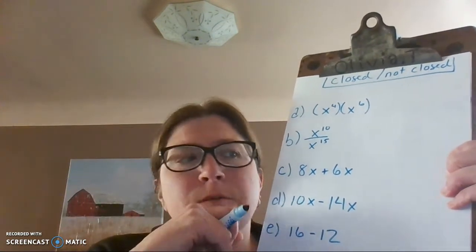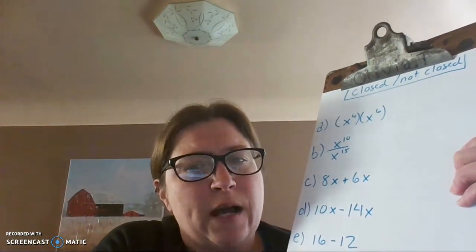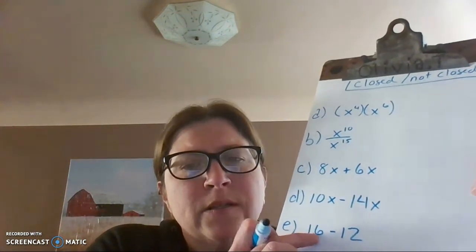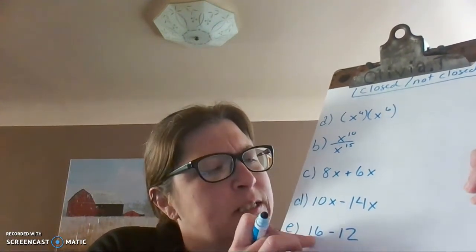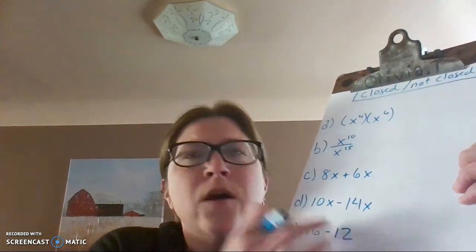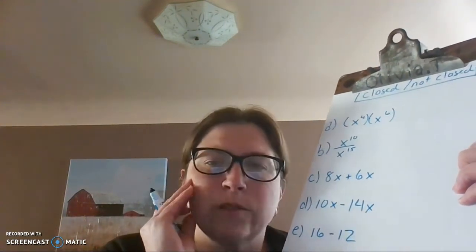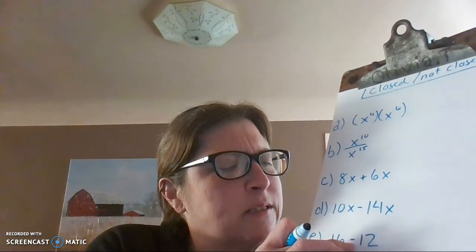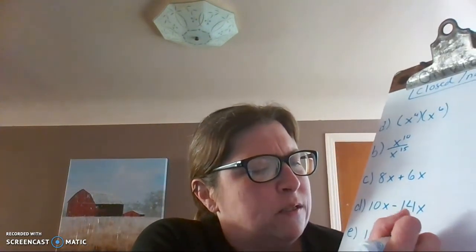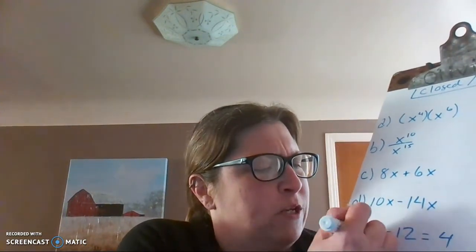So here's the thing to know. Let's look at this. I want to know which of these are closed and which are not closed. Let's start with this bottom one. I start with integers: 16 and negative 12. If I take 16 and a negative 12, will I get another integer? That means one of our positive or negative counting numbers. So 16 minus 12 gives me 4. That's still an integer, right? After I do this operation, it produces the same thing I started with. That means it's closed. So this would be closed? Yes.